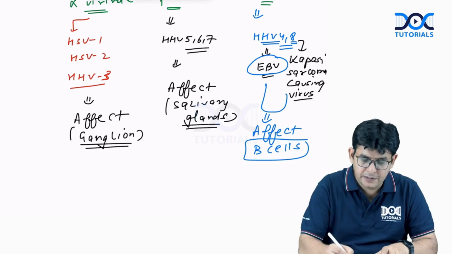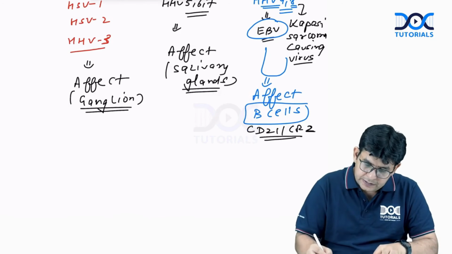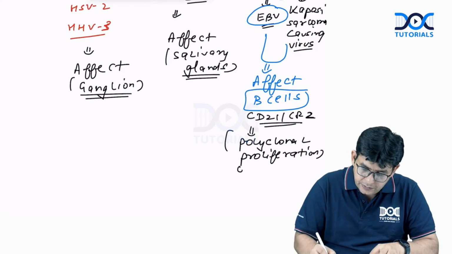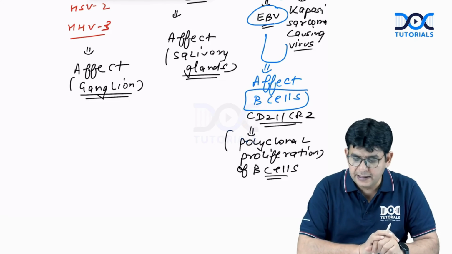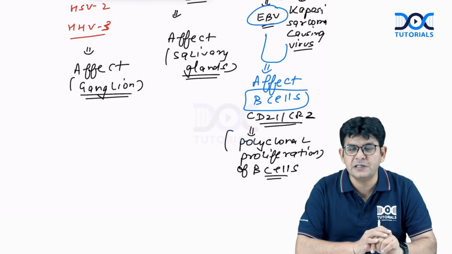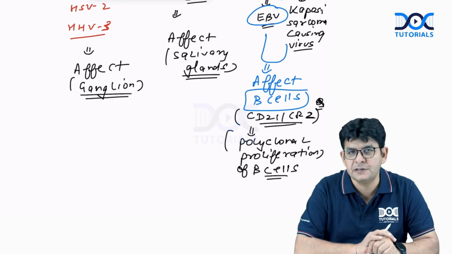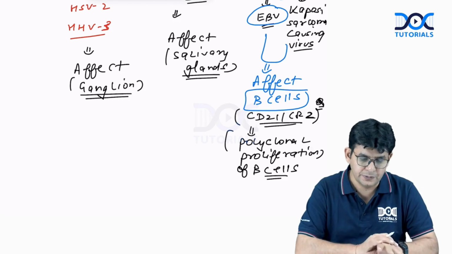Why only B cells? Because they have a predilection towards CD21, CR2. And because of that, what happens? Polyclonal proliferation of B cells, and thereby it leads to cancer. The similar thing can happen for Kaposi sarcoma also. This was asked in the last NEET PG: what are the receptors because of which this polyclonal proliferation happens? That is CD21, CR2.